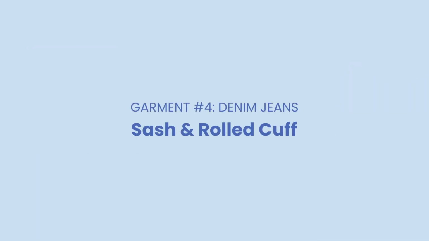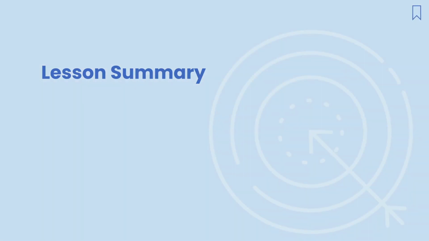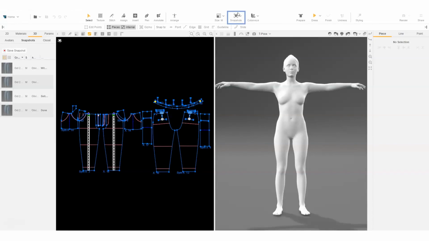Let's add 2 styling details to the jeans. In this lesson, we will cover the following: creating a tied sash, creating a rolled cuff look. Load the most recent snapshot from the previous lesson.